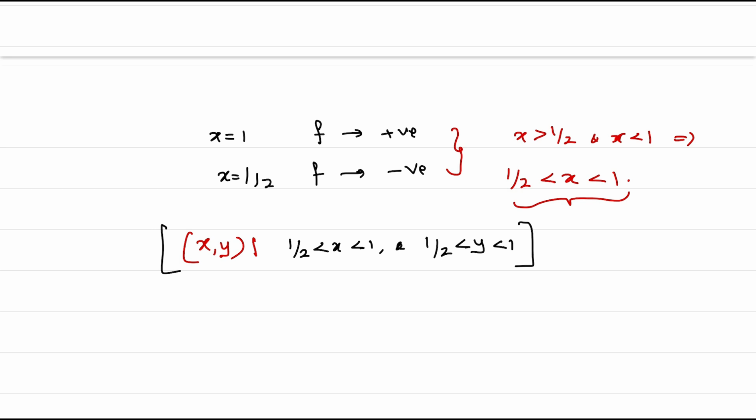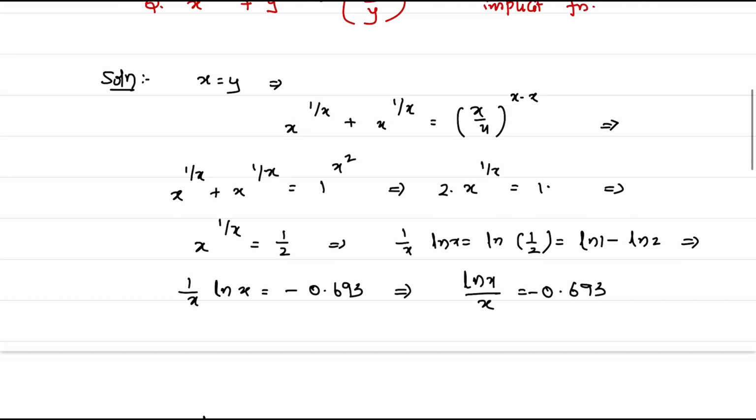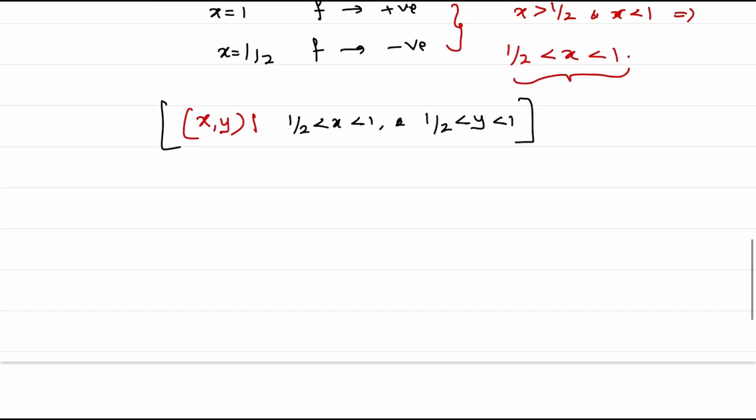In JEE Mains or JEE Advanced, they may change the values here and there and they may give the alternatives, and you should not get confused, you should answer it perfectly. This is one solution which we have got by thinking x is equal to y. Because it is an implicit function, we are assuming another thing also. Let x is equal to 1.